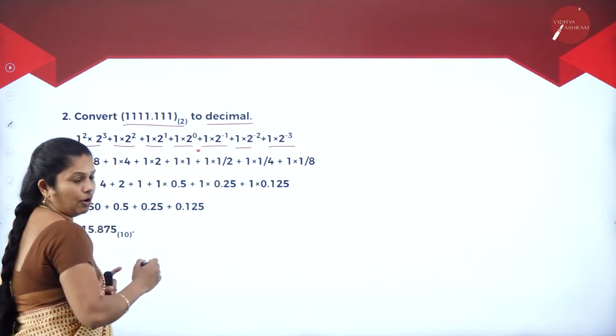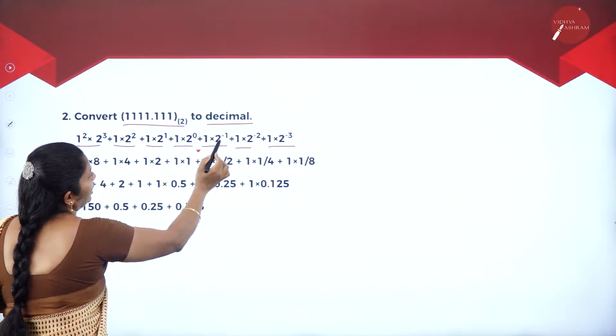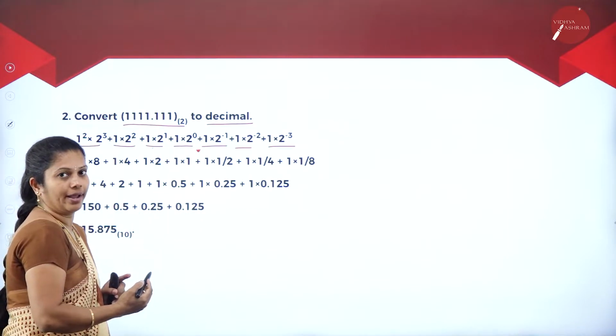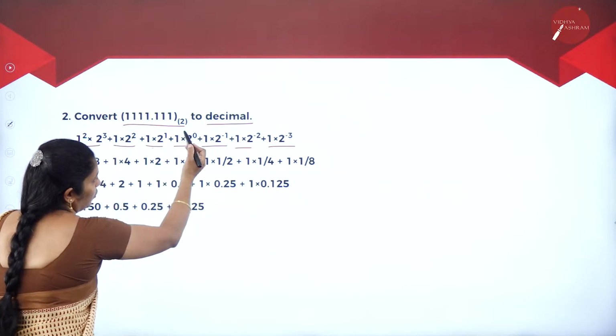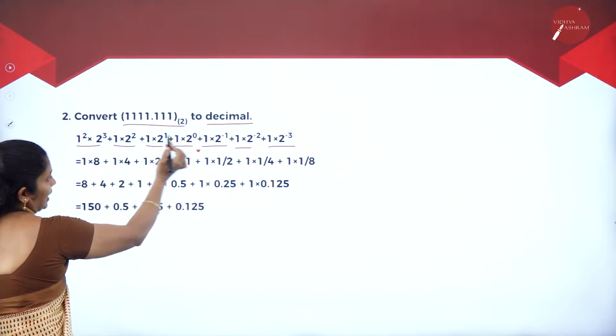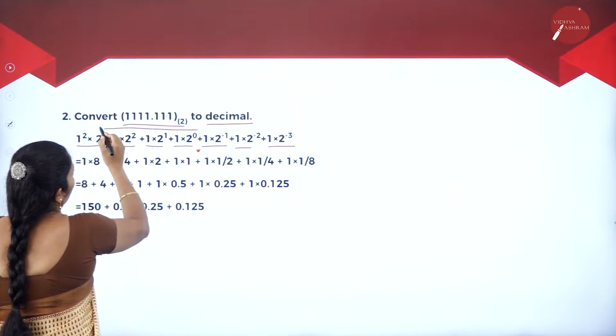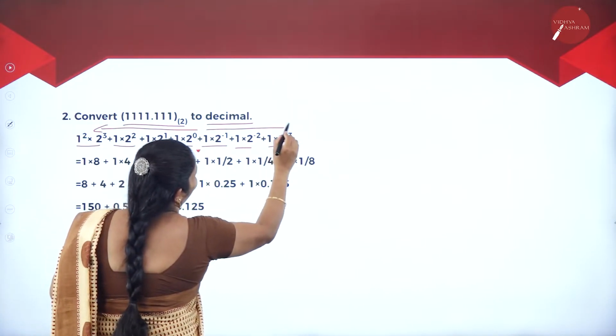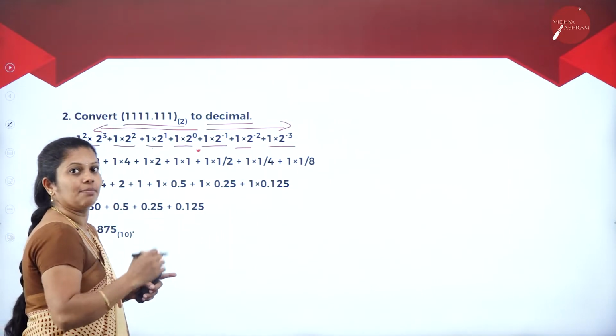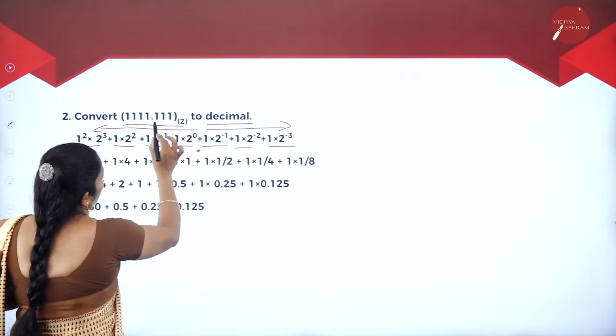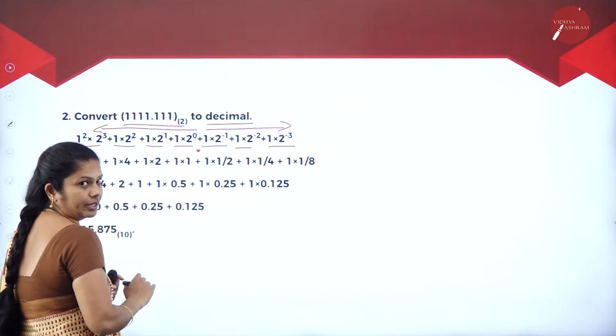But after the point, we have 1 into 2 to the power of minus 1 you have to write. Here 0, from this point to the left side, we have to increase the power by 0, 1, 2, 3, 4. From here, we have to increase the power. If you want to move to the right side, then once again, with the minus sign, you have to increase. Then 1 into 2 to the power of minus 1 you have to take.